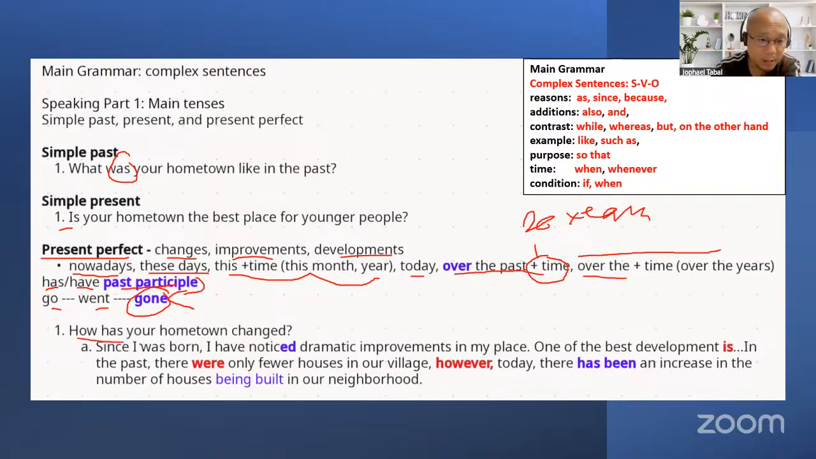So, for example, how has your hometown changed? Since I was born, I have noticed dramatic improvements in my place. One of the best developments is that in the past, there were only fewer houses. However, today there has been an increase in the number of houses being built in our neighborhood.